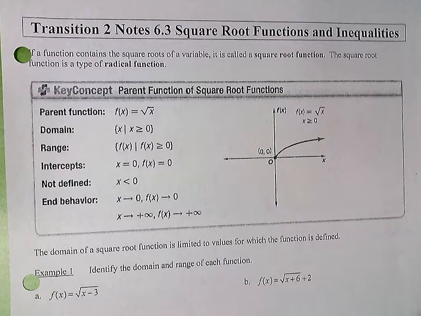So if a function contains the square root of a variable, it is called a square root function. The square root function is a type of radical function.